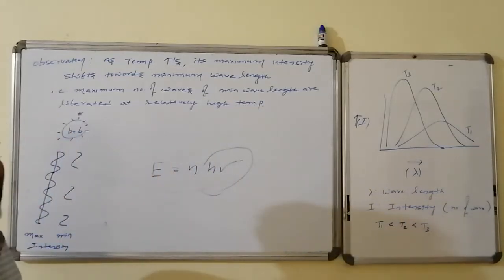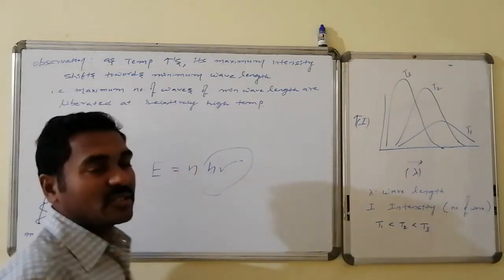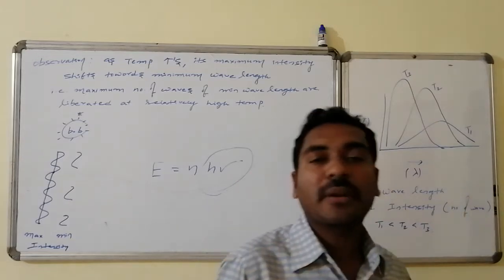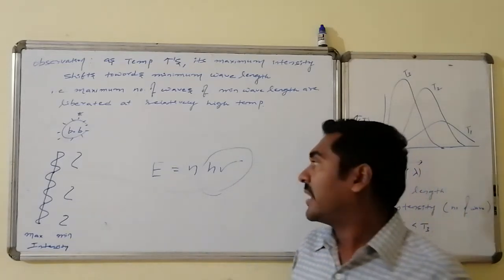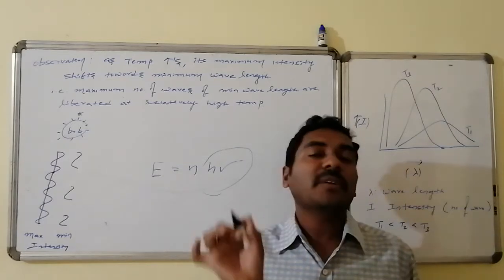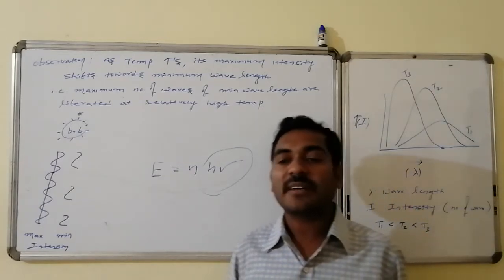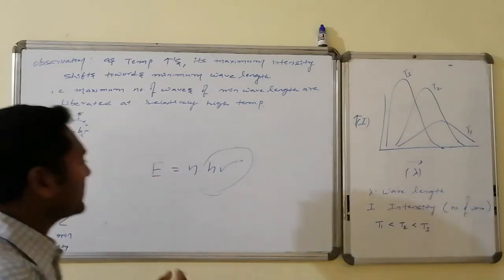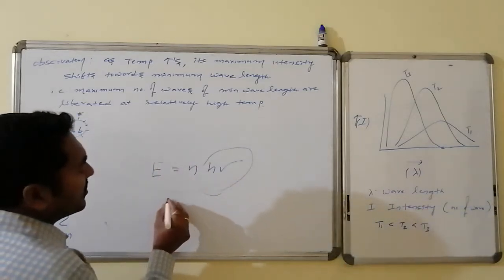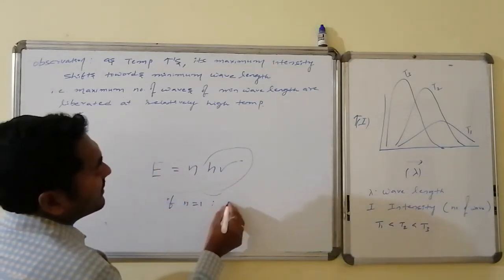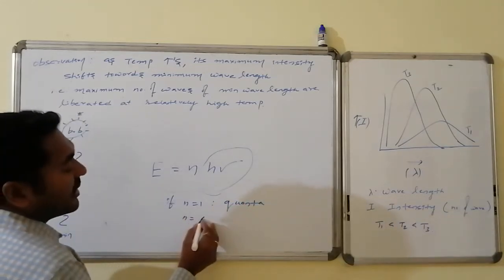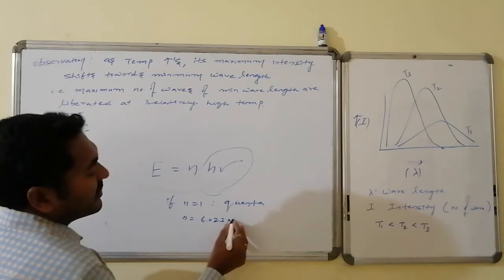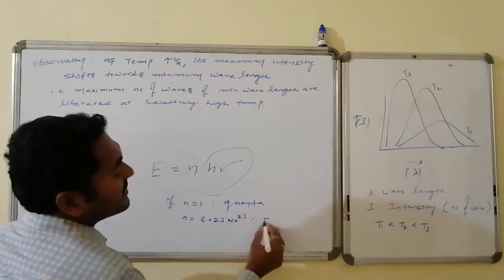Whereas here, the Avogadro number, 6.023 into 10 raised to 23, of waves' related energy is said to be the Einstein, and one particular wave's related energy is said to be the one quanta. So therefore there is another technical term: if n is equal to 1, that is said to be quanta, whereas if n is equal to Avogadro number, then it is said to be the Einstein.